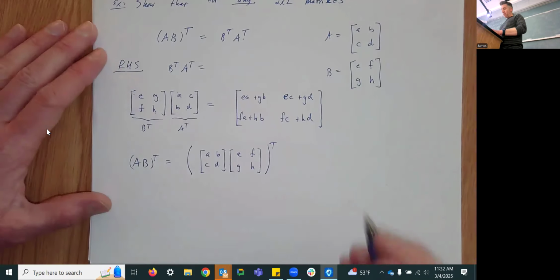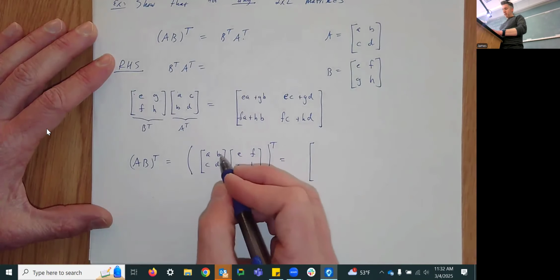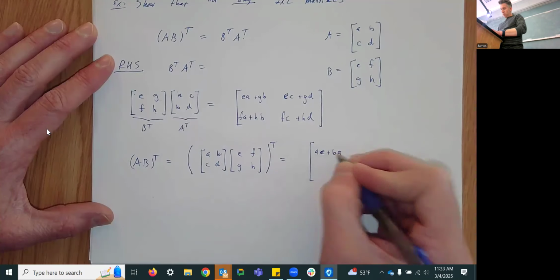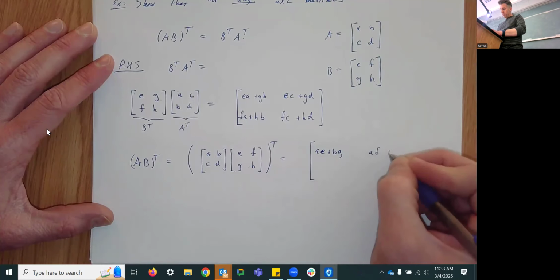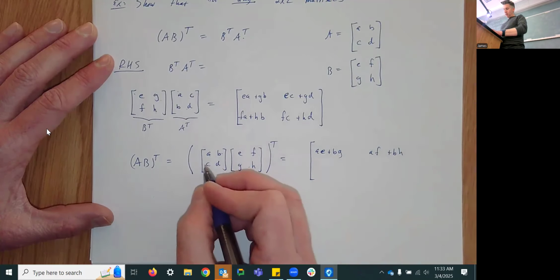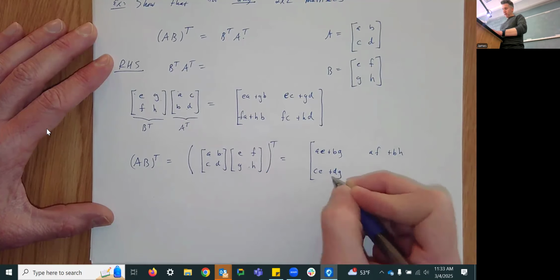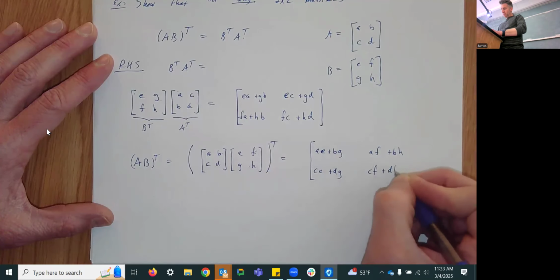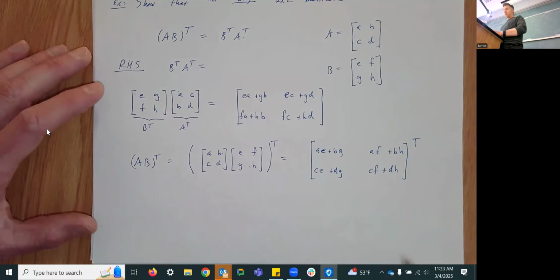So multiplying them together, we get A times E plus B times G, we get A times F plus B times H, and then C times E plus D times G. Finally, C times F plus D times H. And then we transpose that, we interchange the rows and the columns.